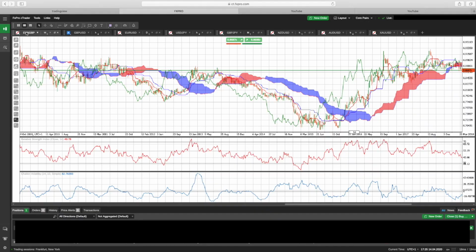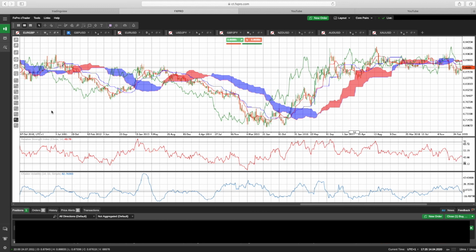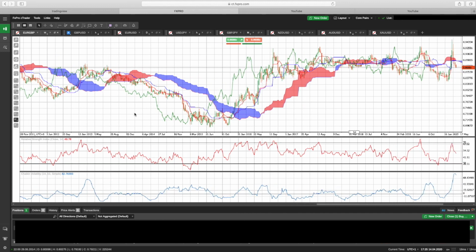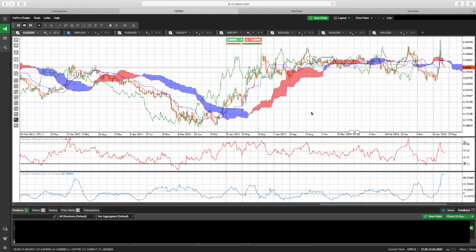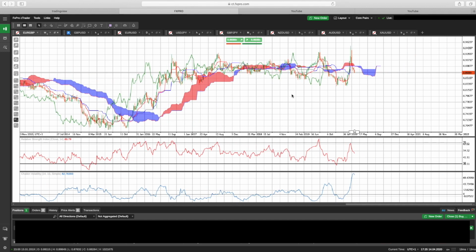Alright, so let's run through these currency pairs and do a quick analysis on each of them, starting with the Euro GBP. So on the Euro GBP, I'm going straight to the weekly chart to see where the supports and resistance are. So I'll move the chart to the far right so I can have a view of the far left and see where the support and resistance are.